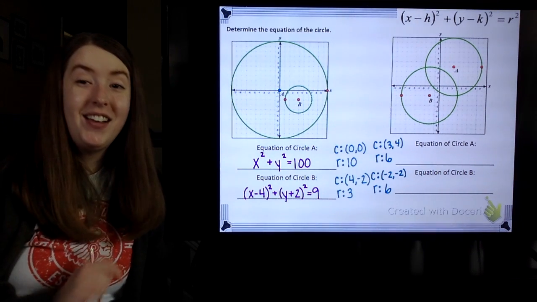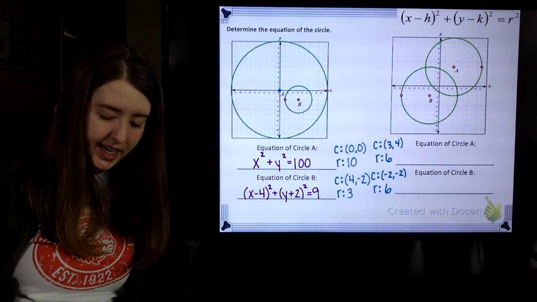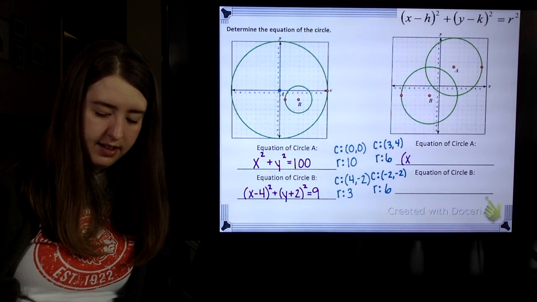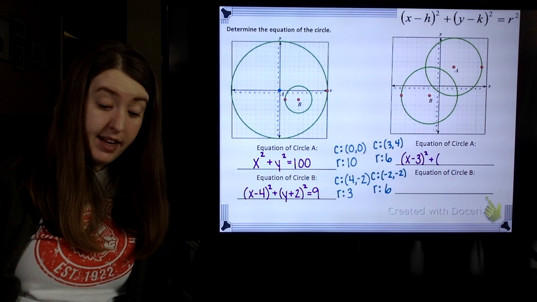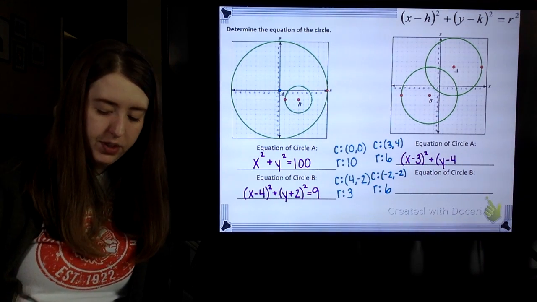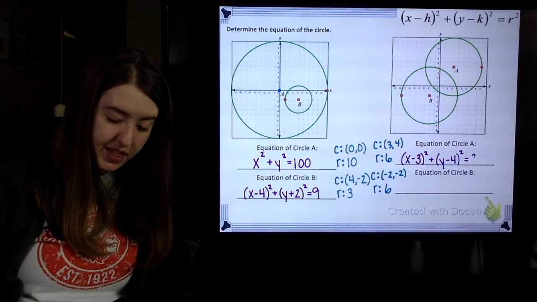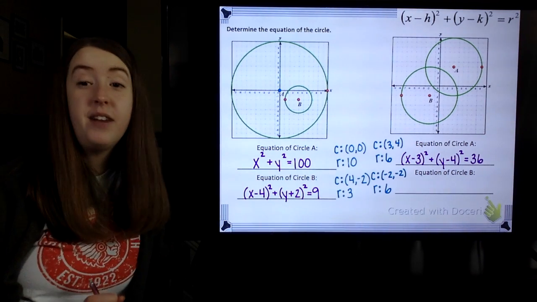Cool, let's find circle A on the next one. So my center is at 3, 4, so I need x minus 3, since it was positive, plus y minus 4, since it was positive, squared equals. And then my radius is 6, so 6 squared gives me 36 inside of my equation.